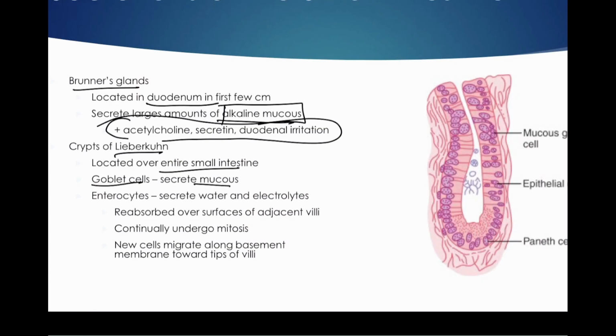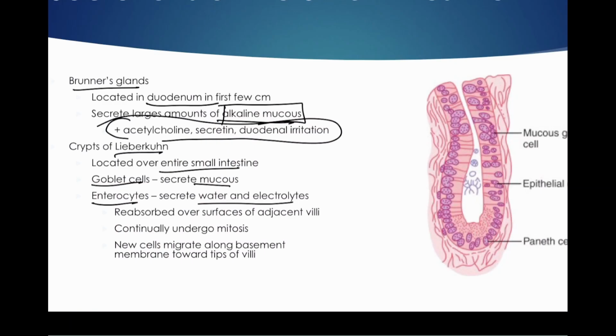Goblet cells, mucus. Provide the lining, keep it nice and slick so that food can pass through easily. Okay, you want it to be like a slip and slide. You want everything to be mucus, slippery, so that food can move around. When it gets dried out, food can't move anymore. Then we also have enterocytes, and they're for water and electrolytes. Usually going to be absorbed pretty fast.